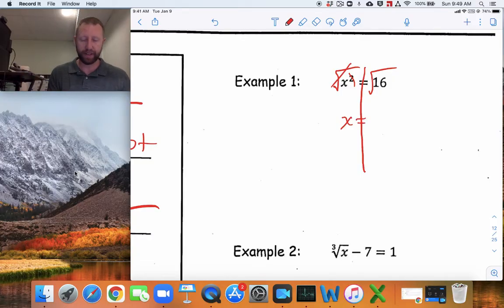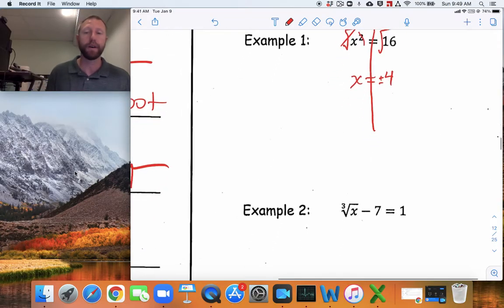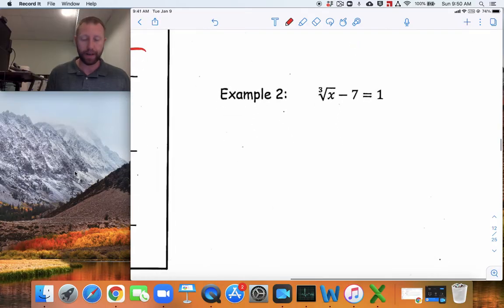And then the square root of 16 was 4. And then I'm going to use our new sign to include that it could also be -4, right? It could be positive or -4 that would equal 16. For example number 2, same thing.